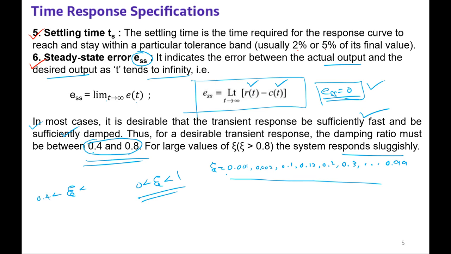This is the desirable range, 0.4 to 0.8. Then the system will be fast and suitably damped, for z lying between 0.4 to 0.8. So this is an underdamped system only, but it is the desirable one, because in order to get the desirable transient response, z should lie between 0.4 to 0.8. These are the desirable values of z or damping ratio.